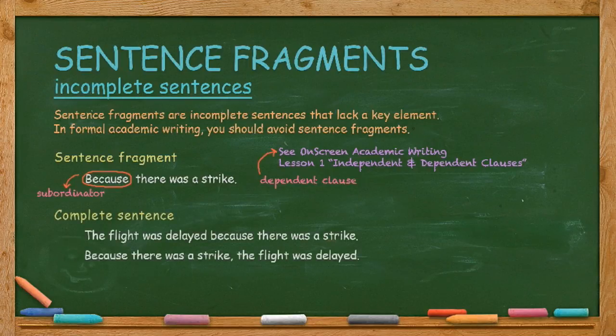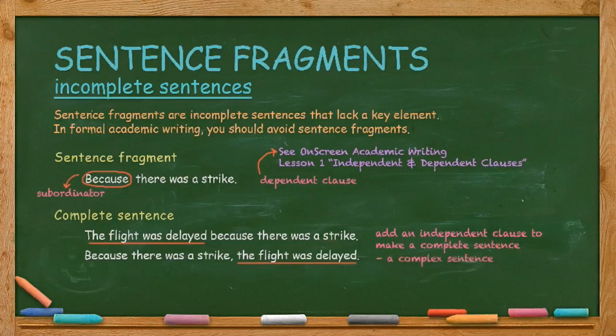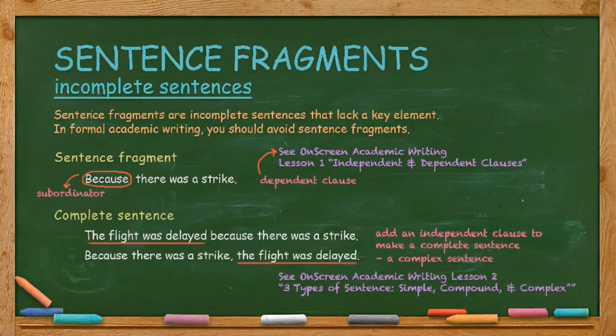To make the sentence fragment into a complete sentence, you can add an independent clause. The flight was delayed because there was a strike. Or, because there was a strike, the flight was delayed. The sentence fragment is now a complex sentence. If you'd like to study more on complex sentences, see OnScreen Academic Writing Lesson 2.